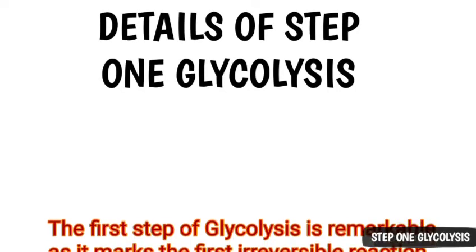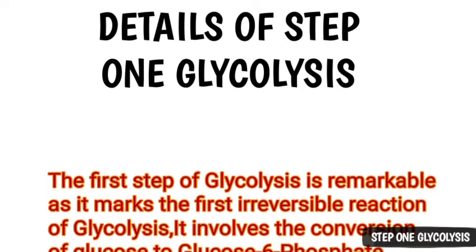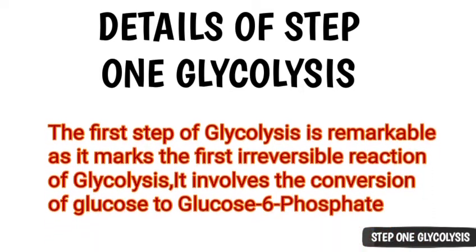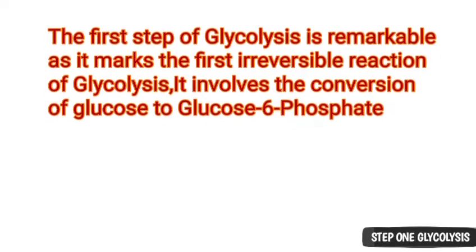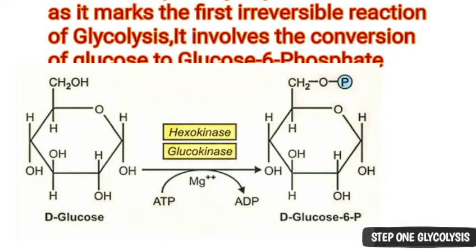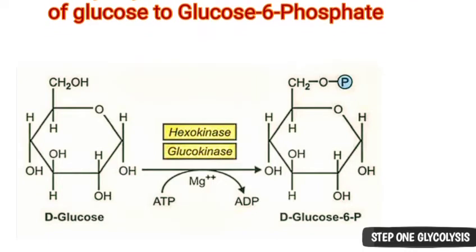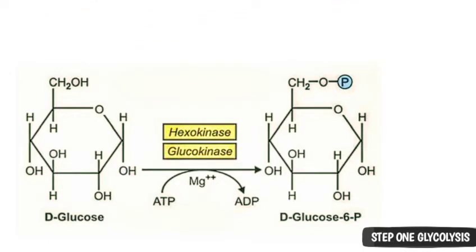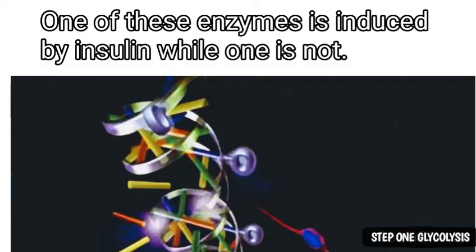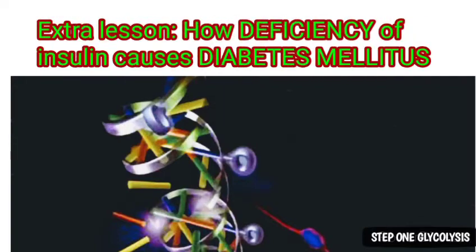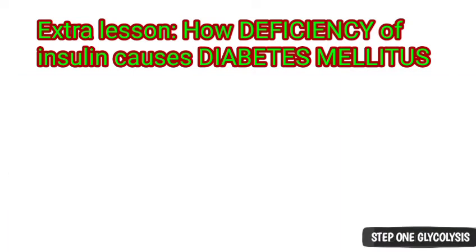The first step of glycolysis is remarkable, as this is the first irreversible reaction that occurs in glycolysis, and it is catalyzed by two possible enzymes. So in this video, when you carefully watch in details, you will see how one of the enzymes is connected with insulin: one is induced by insulin and one is not induced by insulin. And this is how insulin can cause diabetes mellitus when it is deficient in our body. So this particular step is very necessary.